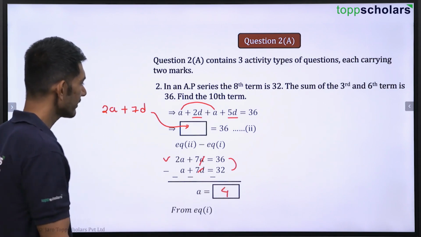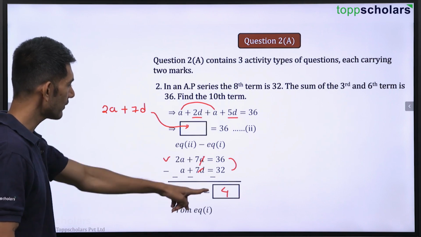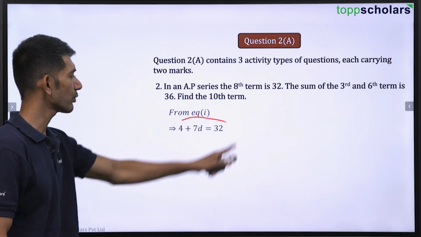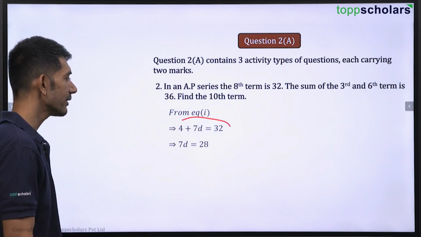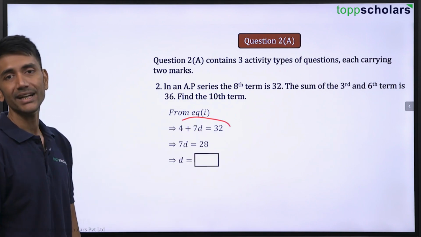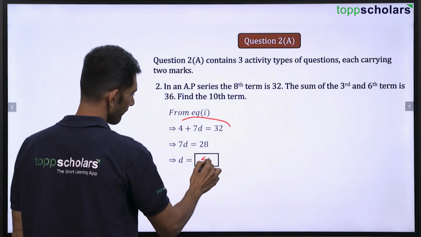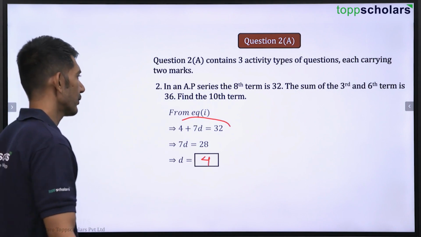Now equation 1. Where is equation 1? This was your equation 1. You put the value of A as 4 here. So 4 plus 7D is equal to 32. Take 4 on the other side. 7D is equal to 28. So D will be what? 28 divided by 7. How much? 4. So D is also 4. A is 4, D is 4.